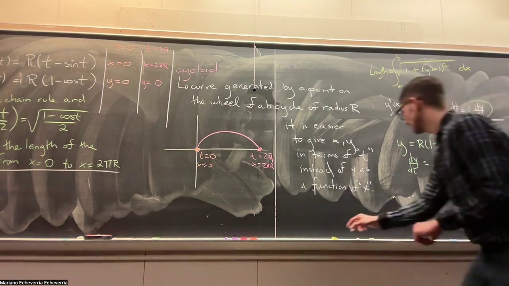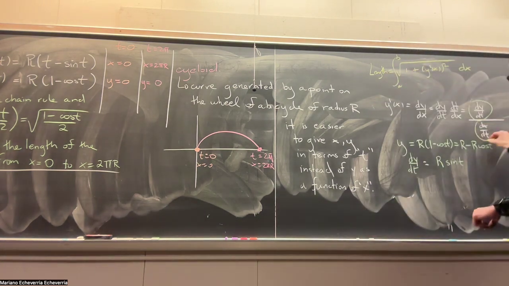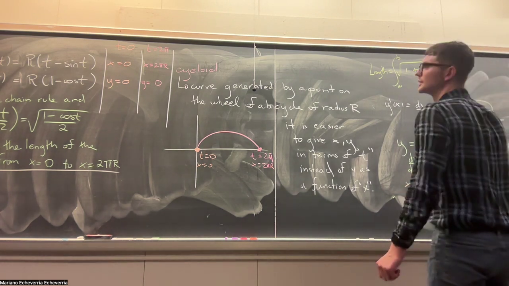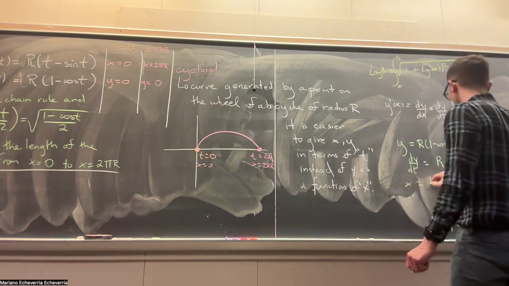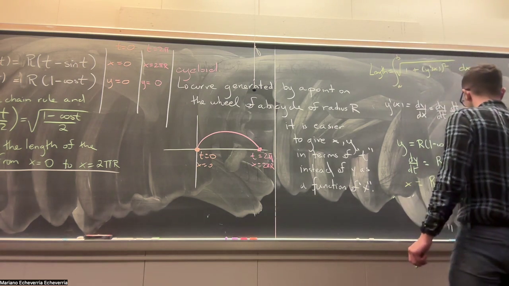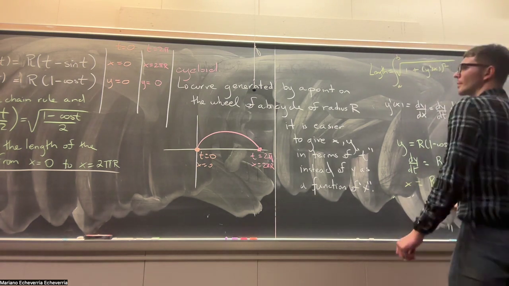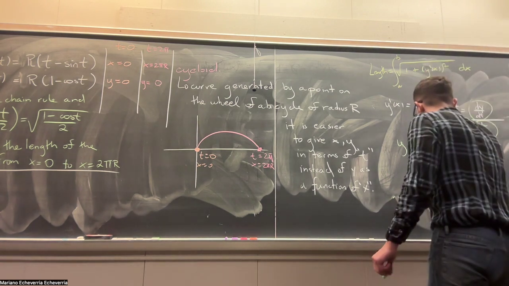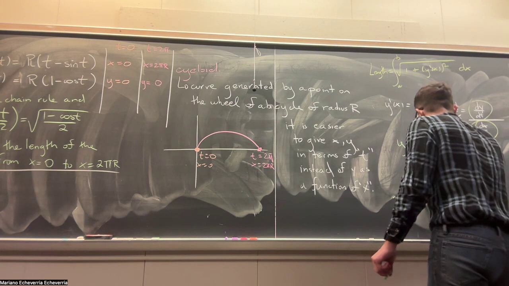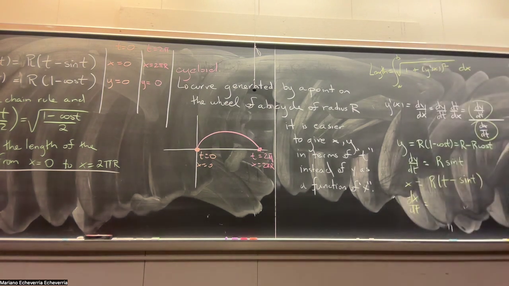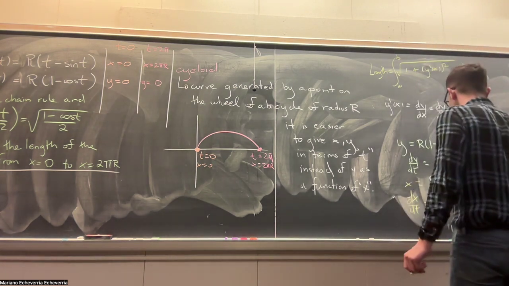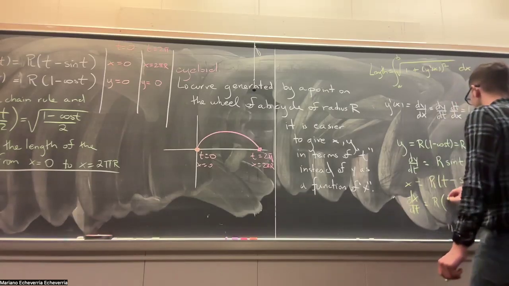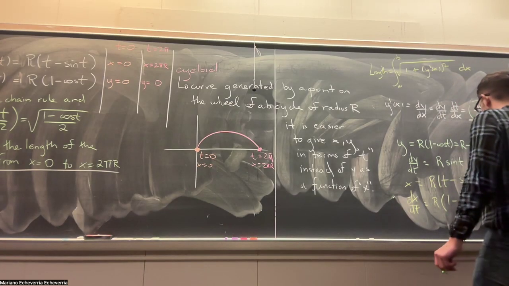And what about the other one? What is dx/dt? So x was r times t minus sine of t. And for dx/dt, r is a constant, so you just take the derivative of the inside and you get 1 minus cosine of t.